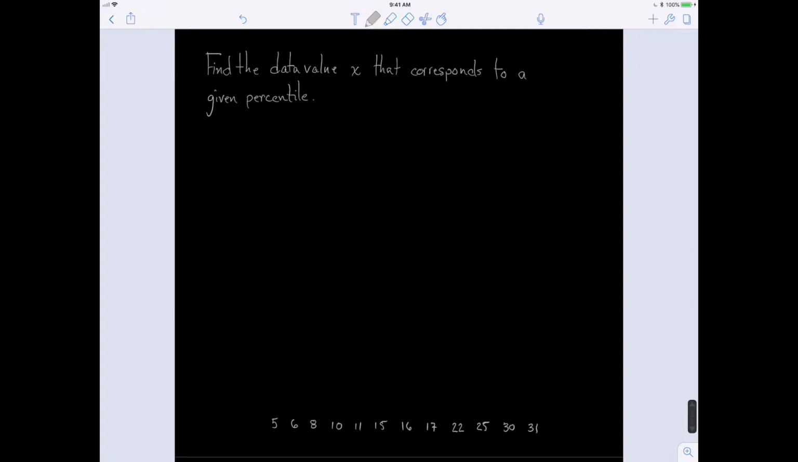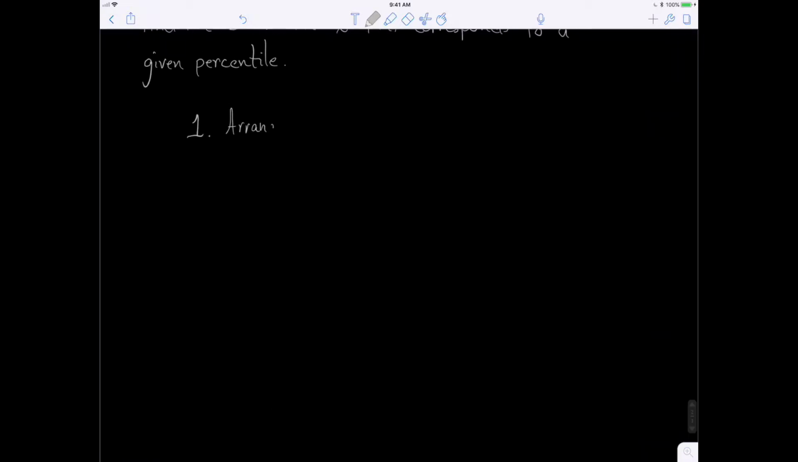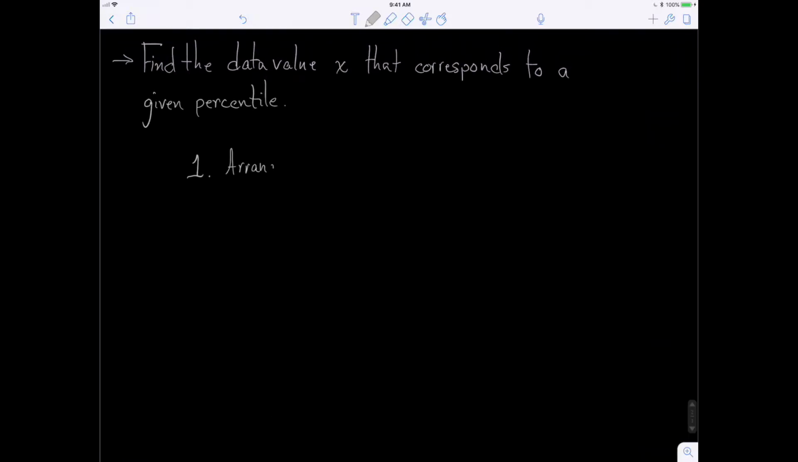So there's 3 steps for doing this. That's what we're going to do today. We're going to find the data value x that corresponds to a given percentile. The first step is to arrange the data in ascending order.